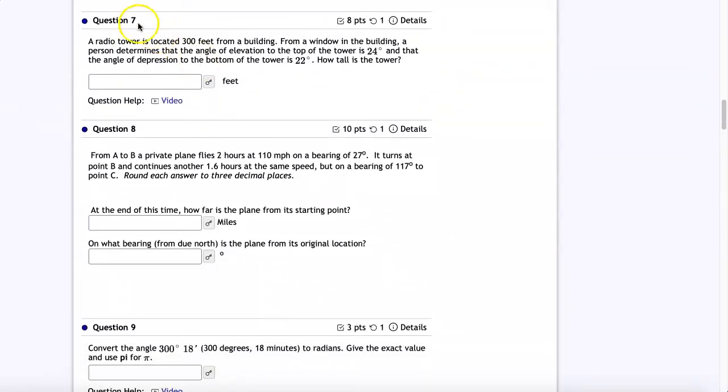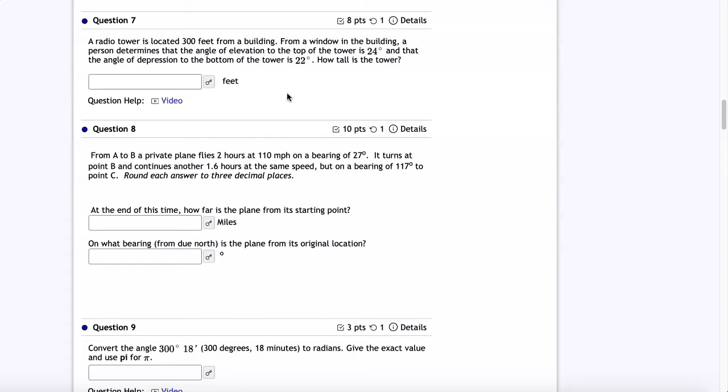Both questions 7 and 8 require you to upload your work. They are worth 8 and 10 points respectively, so these are big problems. So for question 7, we have a radio tower located 300 feet from a building. From a window in the building, a person determines that the angle of elevation to the top is 24 degrees and the angle of depression to the bottom is 22. How tall is the tower?